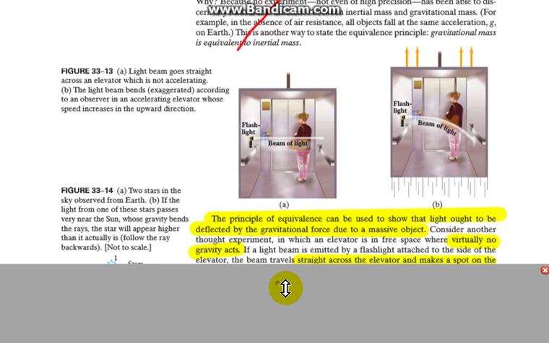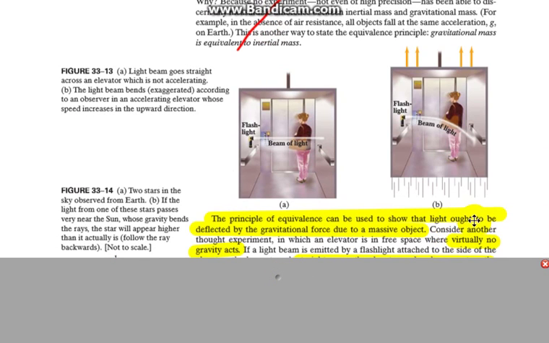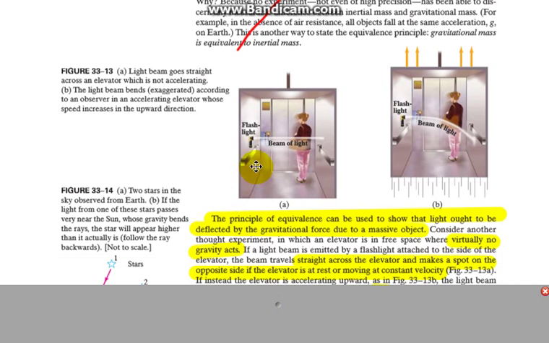So the principle of equivalence can be used to show that light ought to be deflected by a gravitational force due to a massive object, which is interesting. Consider another thought experiment in which an elevator is in free space where virtually no gravity acts. If a light beam is emitted by a flashlight attached to the side of the elevator, the beam, of course, goes right across and hits the other side, straight across the elevator, and makes a spot on the opposite side, if the elevator is at rest or moving at constant velocity, because the flashlight would be moving at constant velocity too.